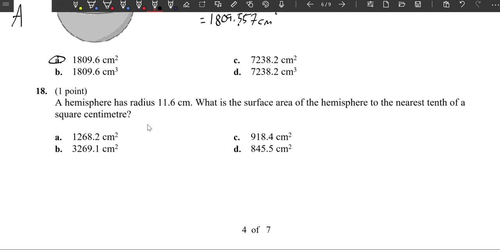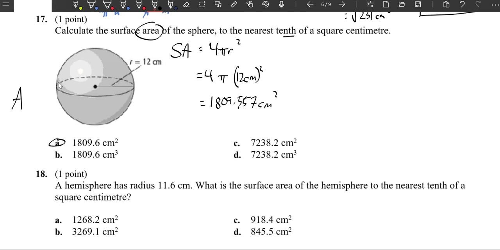Last question on this page. A hemisphere has a radius of 11.6 centimeters. What's the surface area of the hemisphere to the nearest tenth of a square centimeter? So if we have a hemisphere, that's like we've got a sphere that, here's the base of it, and here's the part you can't see behind the back. So it's a circle on the bottom. It's like a sphere, and we've, exactly like this, we've cut it in half.